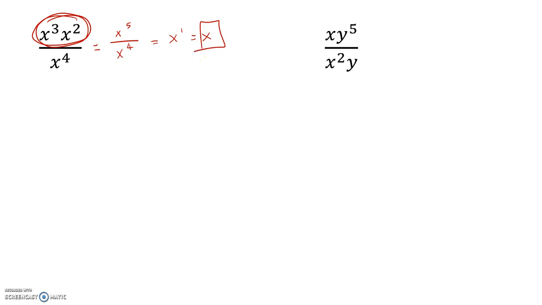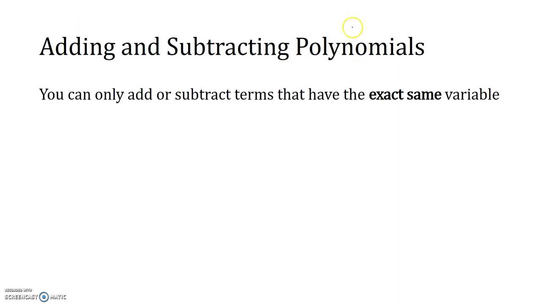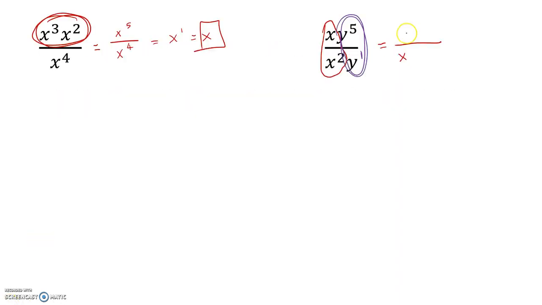The second example has x's and y's in the same problem. So if you notice, you can combine the x's by subtracting the powers. X divided by x squared, you would just have one x left, and that x would be in the bottom. For your y's, we have y to the fifth and y to the first, and we would also subtract the powers here because we have a division relationship. 5 minus 1 is 4. So your answer would be y to the fourth over x to the first, or just plain old x.